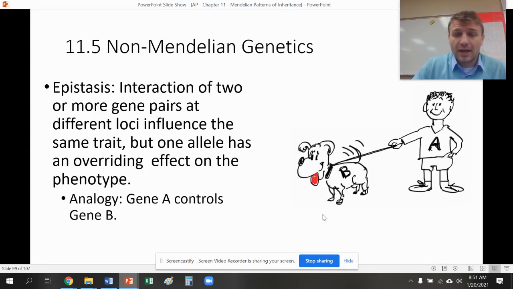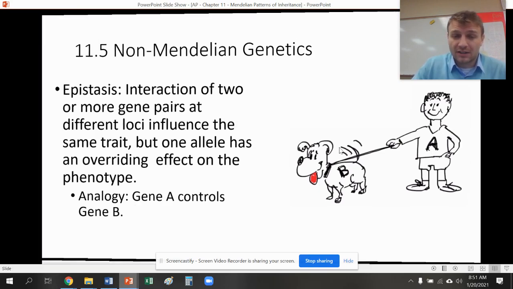Epistasis, this is where we have one gene controlling another, and you can see here gene A controls gene B. So if gene A is activated, that means gene B can be activated. But if gene A isn't activated, it doesn't matter if gene B is activated or not. Gene A is controlling it, so it won't be expressed.